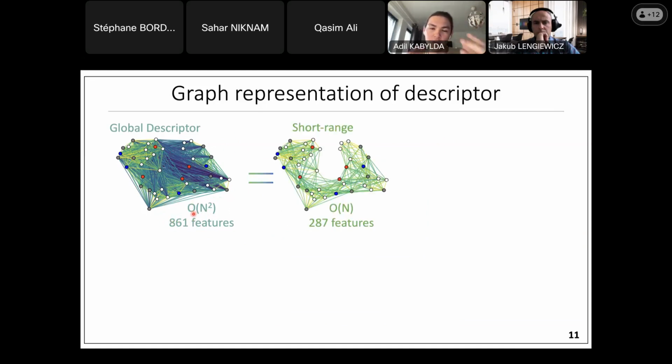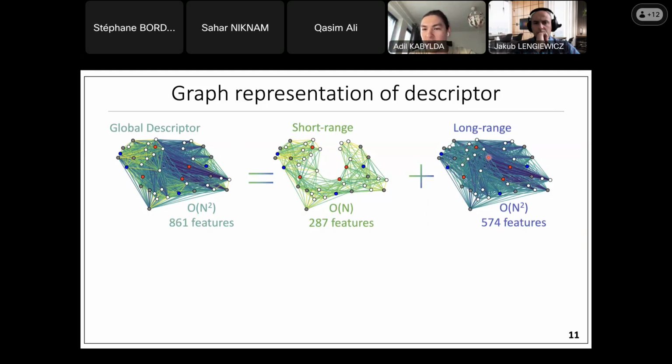If you look at the short-range interactions that are within the cutoff, they of course scale linearly, and that's what people usually do. So they only look at the short-range interactions and neglect everything that is beyond a certain cutoff. And this scales linearly. And the quadratic part lies in the long-range part. So this is a challenge.